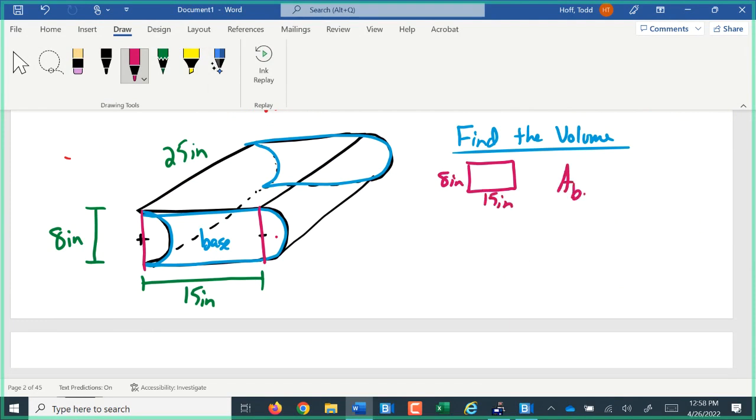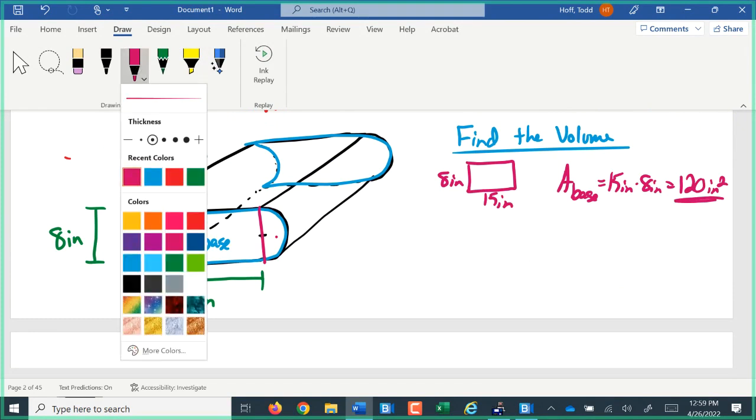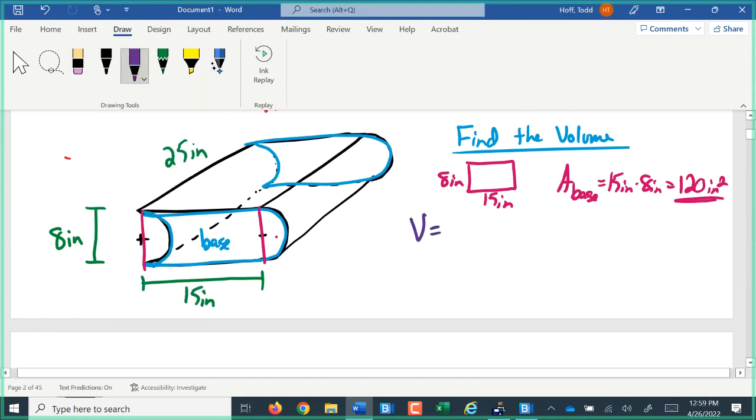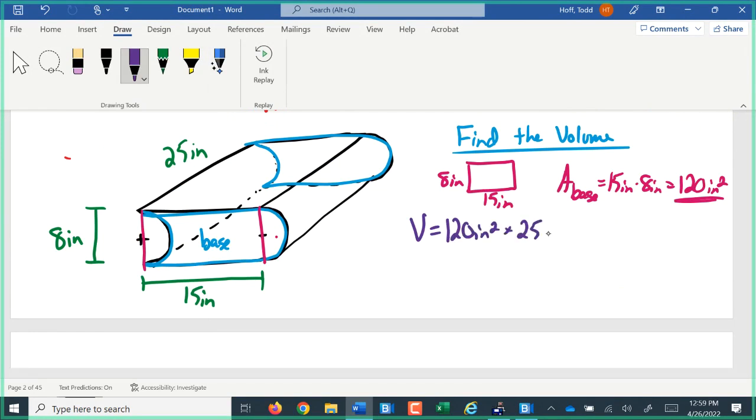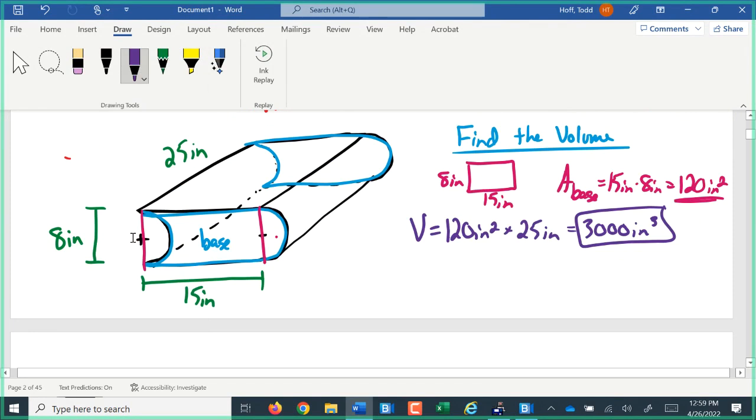Area of my base, 15 inches times 8 inches, or 120 square inches. That's it at the base. How do I find my volume? Times that by 25. 120 square inches times 25 inches gives me 3,000 cubic inches. Not so bad.